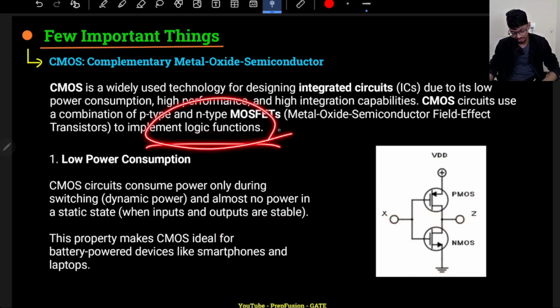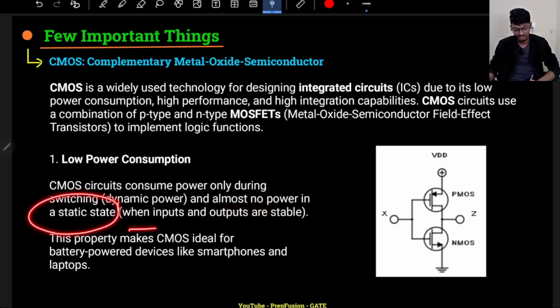to implement logic functions. So one by one I will go through the advantages of CMOS. First advantage is very obvious: it has low power consumption. Why? CMOS circuits consume power only during switching and almost no power in a static state, when inputs and outputs are stable. Why does it consume power only while switching? First of all, let me say why it does not consume any power when it is in the static state.